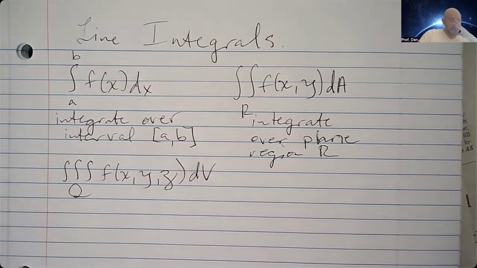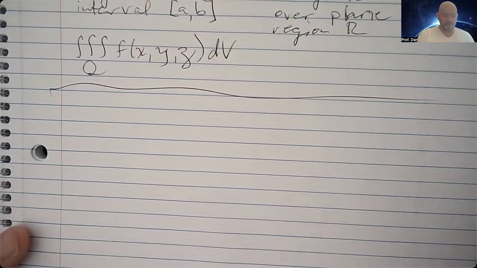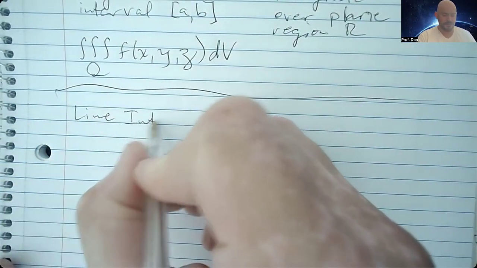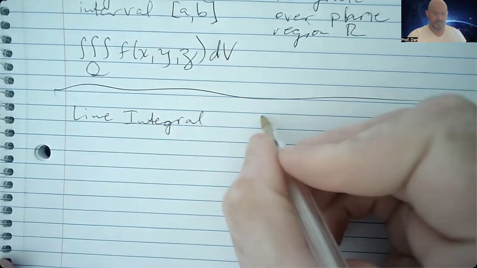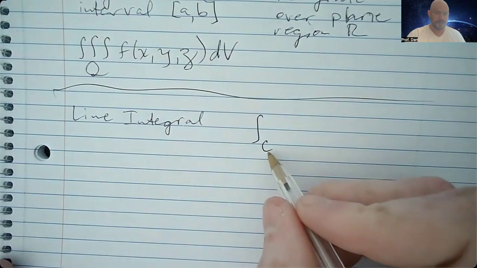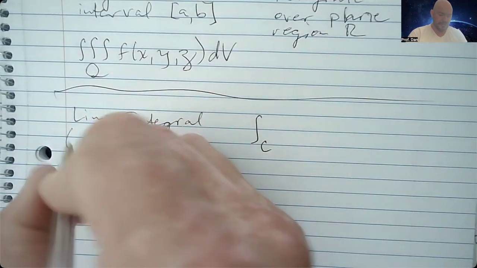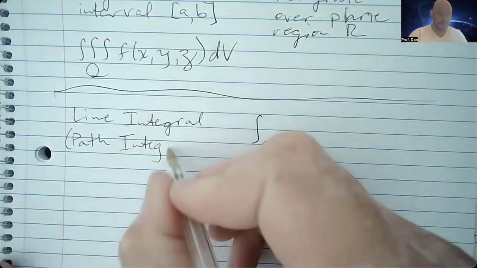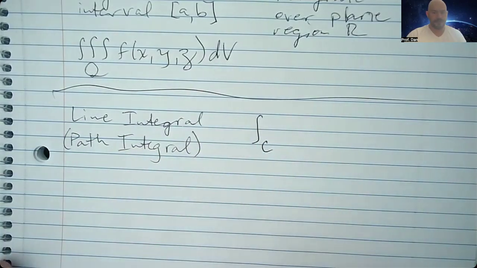So today we're going to actually learn how to integrate over a curve or a line or a path. There are a couple of names for this. What your homework assignments in your textbook are going to call this are line integrals. So line integral, you integrate over some curve or some path C. Sometimes these are also referred to as path integrals because you're integrating over a path.